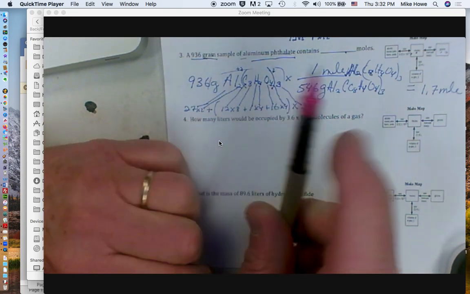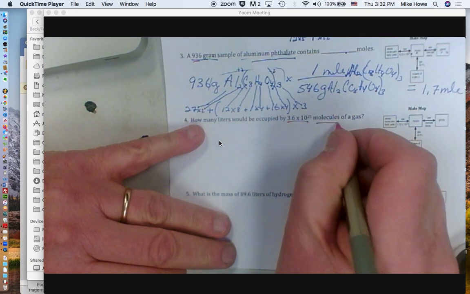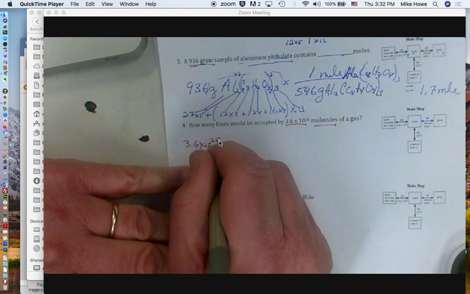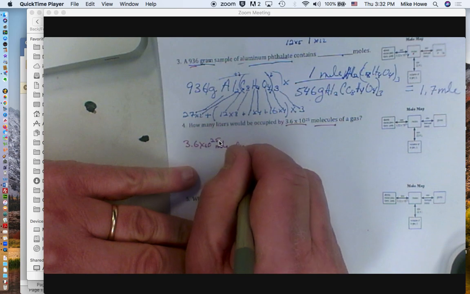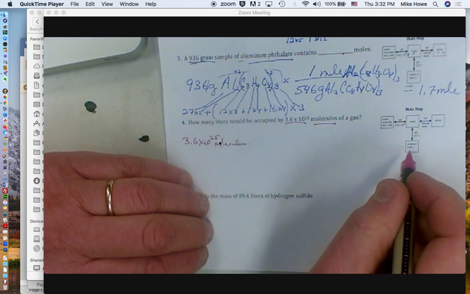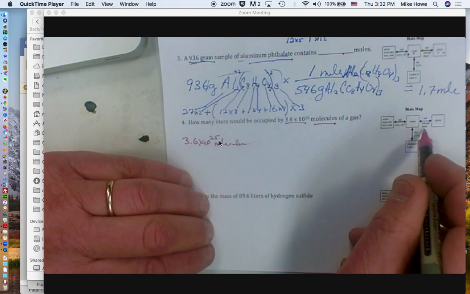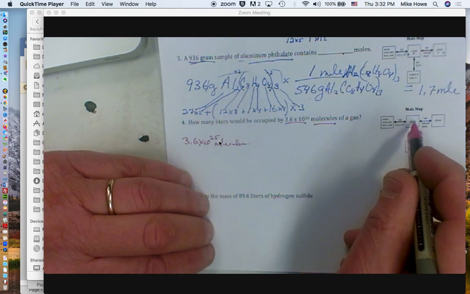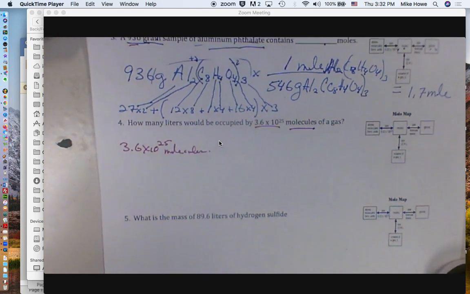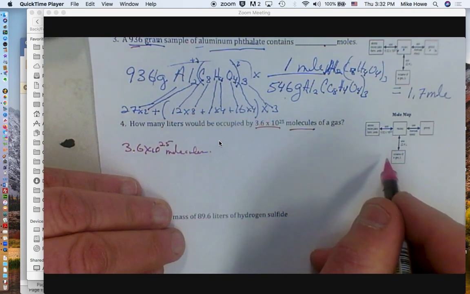All right, so write down, remember we said we'd write down the number and the unit. So the number's that, and it's molecules. So 3.6 times 10 to the 25th molecules. Now it says a gas, because since we're starting with molecules and we're going to liters on this particular problem, we don't have to know the formula mass, so we don't need to know what the formula is, because we're just going from here to here and from here to here. So we're going from molecules to liters.